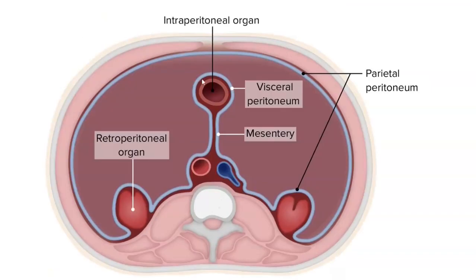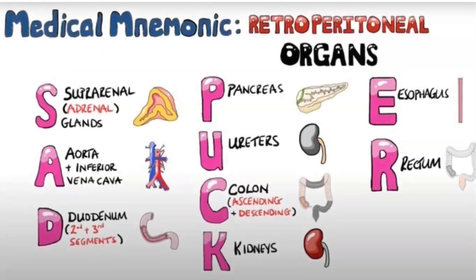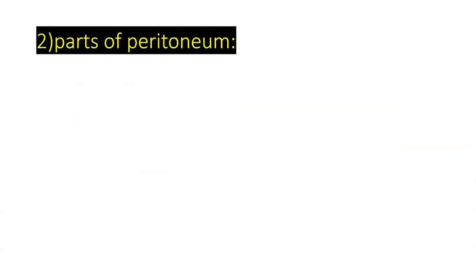As you can see here, this is the visceral peritoneum. This is the mesentery that attaches the small intestine to the posterior abdominal wall, and these are the kidneys, which are also called retroperitoneal organs. Okay, so the mnemonic for remembering the retroperitoneal organs is SAD PUCKER. S for suprarenal gland, A for aorta, D for duodenum, P for pancreas, U for ureters, C for colon, K for kidneys, E for esophagus, R for rectum.